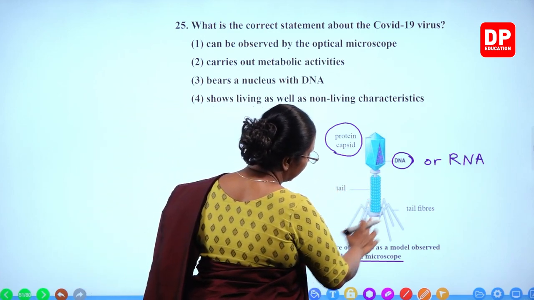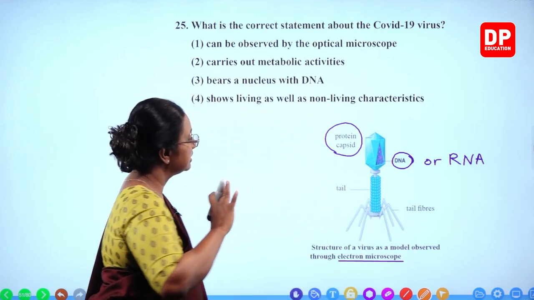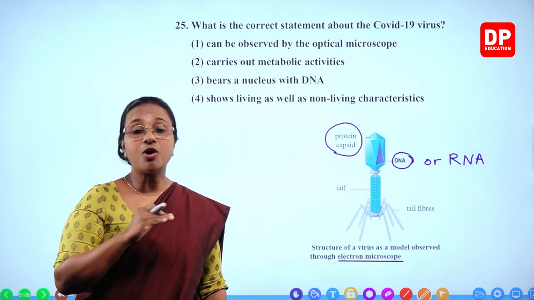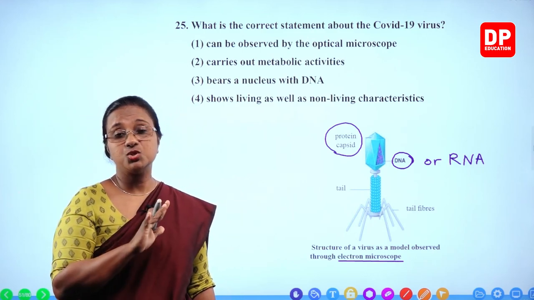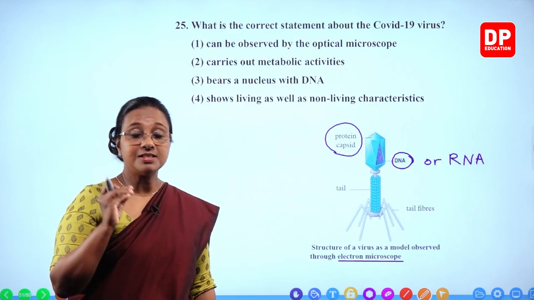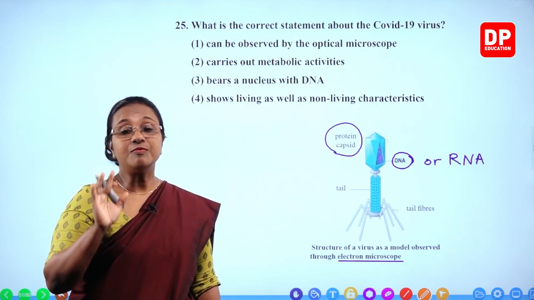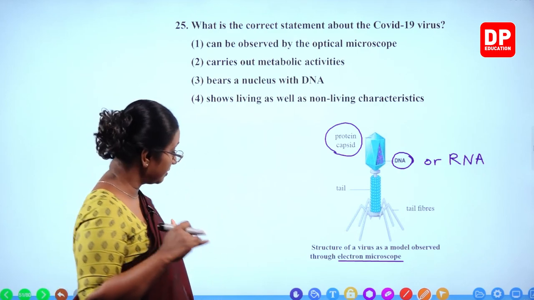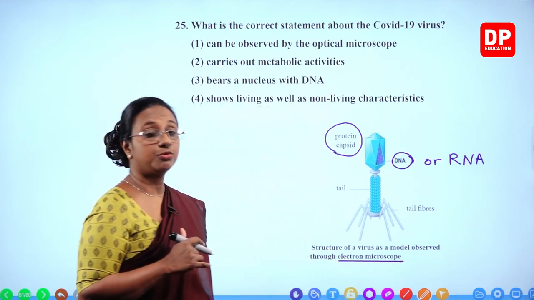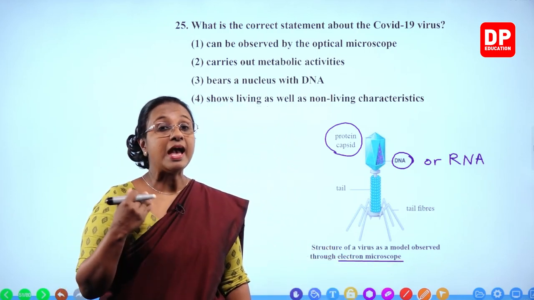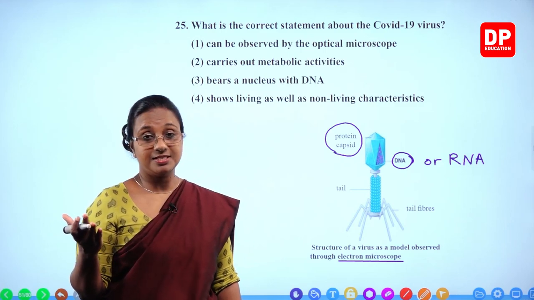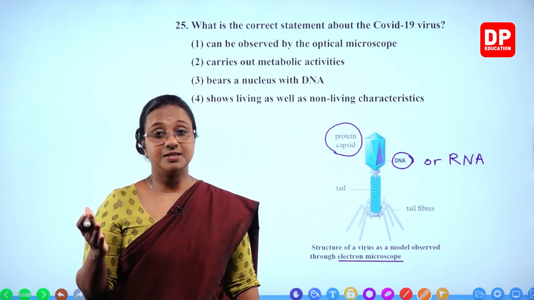Then you have the tail and the tail fibers. That is the structure. So this is not an organized cellular structure. There is no cell structure. This is a microorganism. Why does it come under microorganism? Because it can be observed only through the electron microscope, and also it causes diseases. It acts as a pathogen.